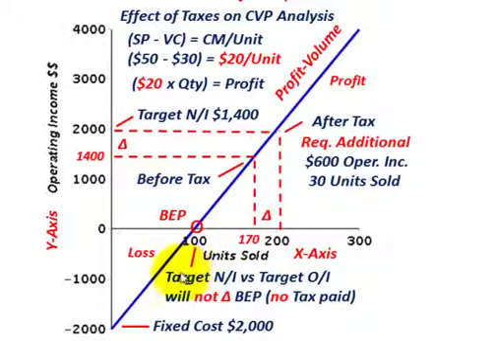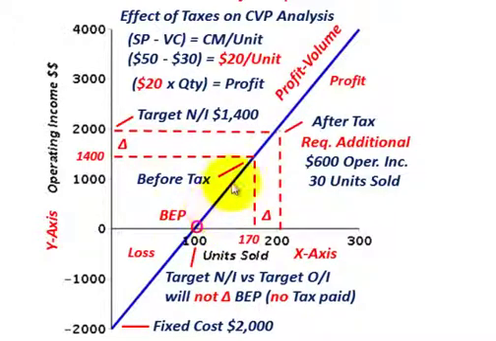When we're talking about this tax effect, we're going to be looking at a targeted net income versus a targeted operating income. There will not be any change in this break-even point, because there will be no income earned and no taxes paid. That's just the consequence when we make this comparison of targeted net income versus targeted operating income.